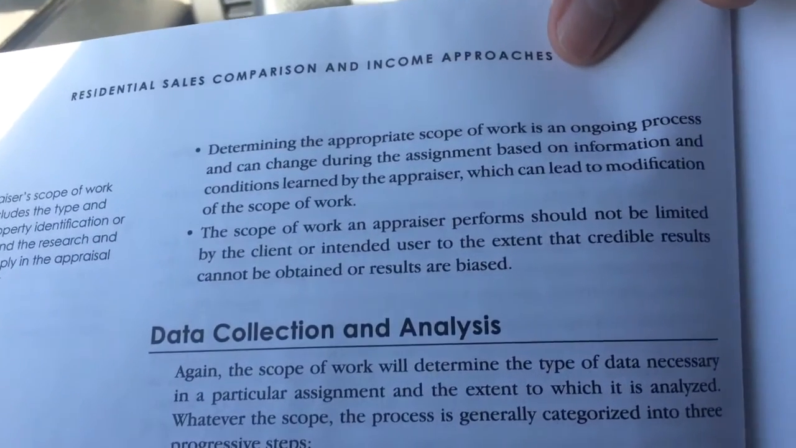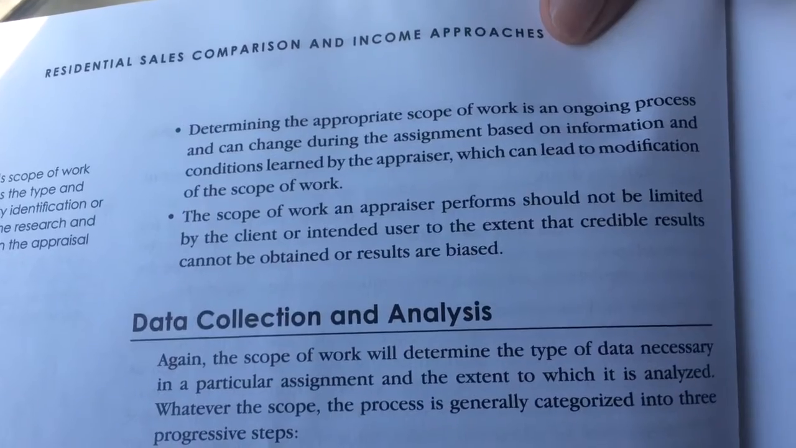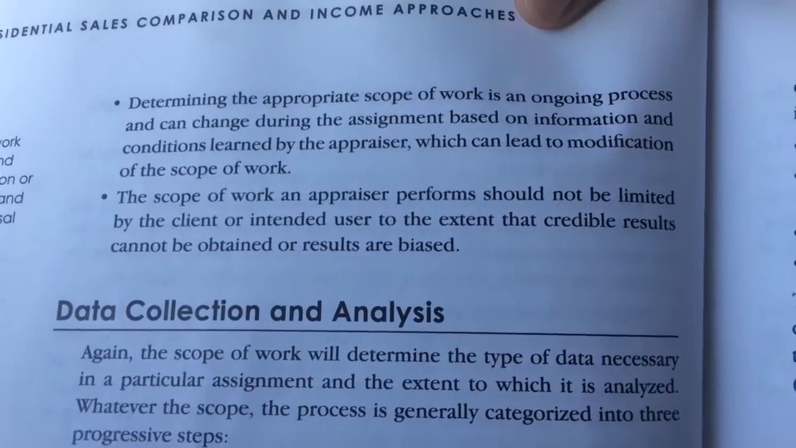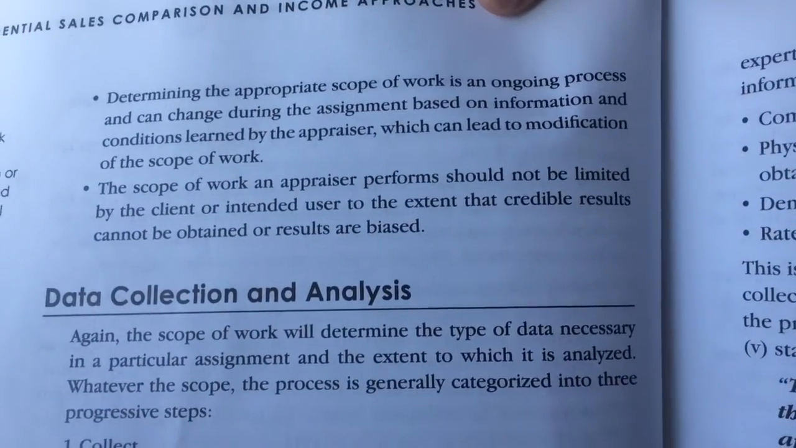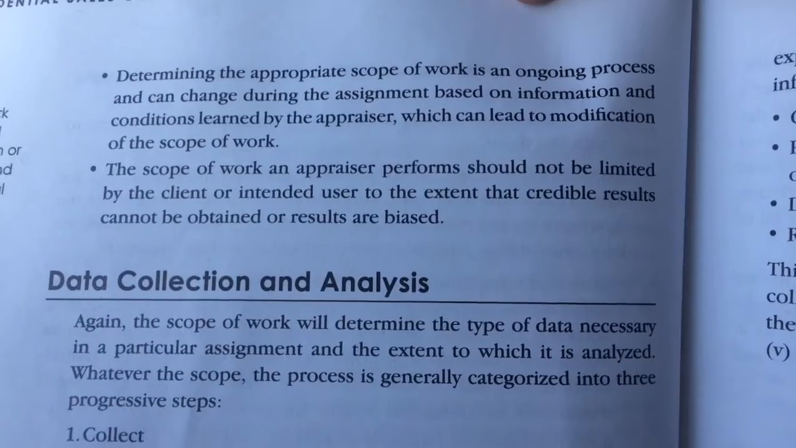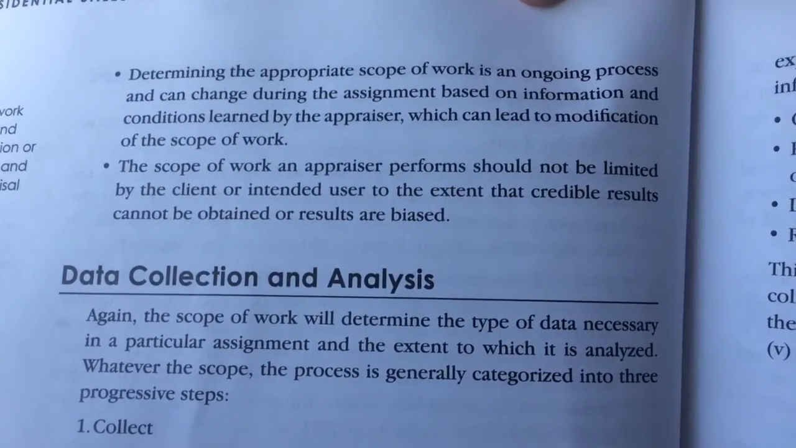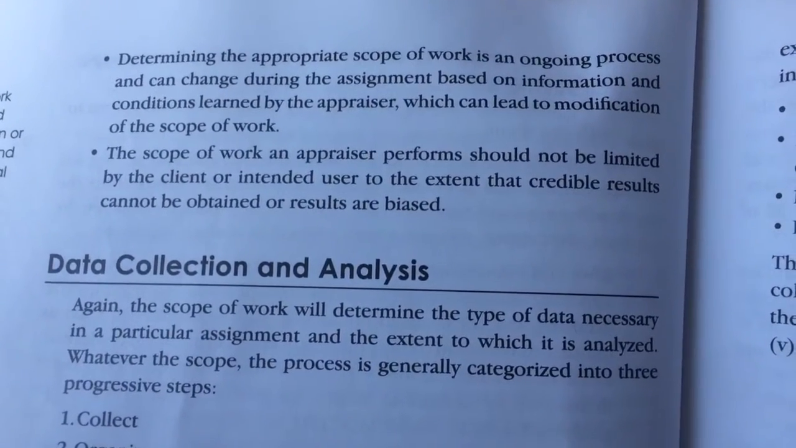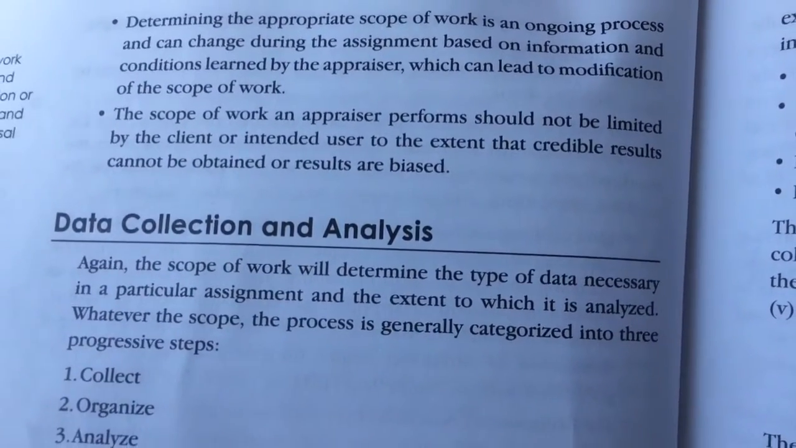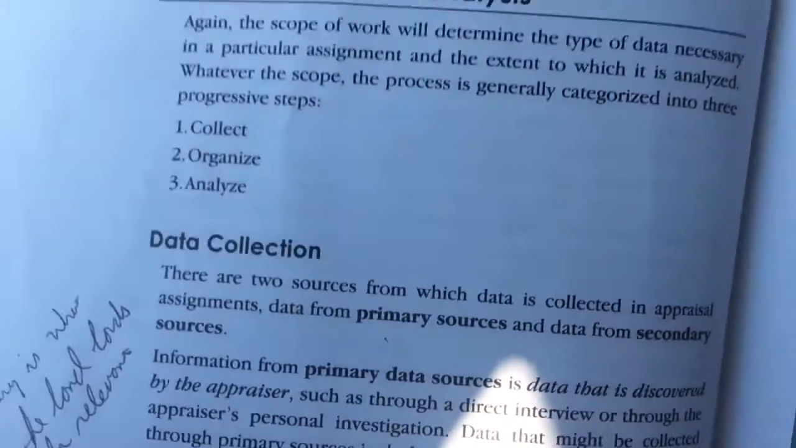Determining the appropriate scope of work is an ongoing process and can change during the assignment based on information and conditions learned by the appraiser, which can lead to modification of the scope of work. The scope of work an appraiser performs should not be limited by the client or intended user to the extent that credible results cannot be obtained or results are biased.